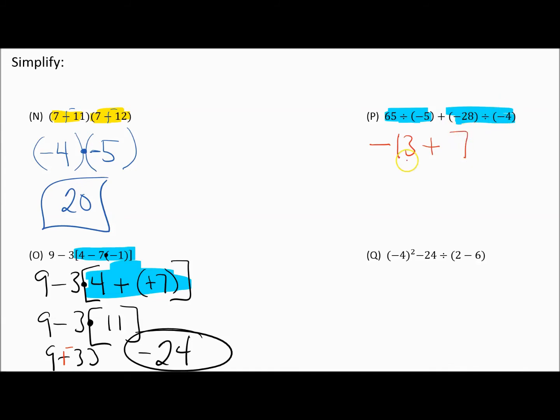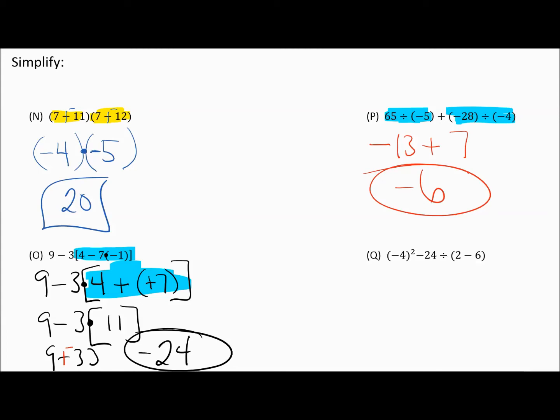And now I have a negative 13 plus 7. Now this is not a keep change, right? It's already where it needs to be. It's addition. When you add opposite sign numbers, you actually subtract. So 13 minus 7 is 6. The heavier of the two is negative, so negative 6.